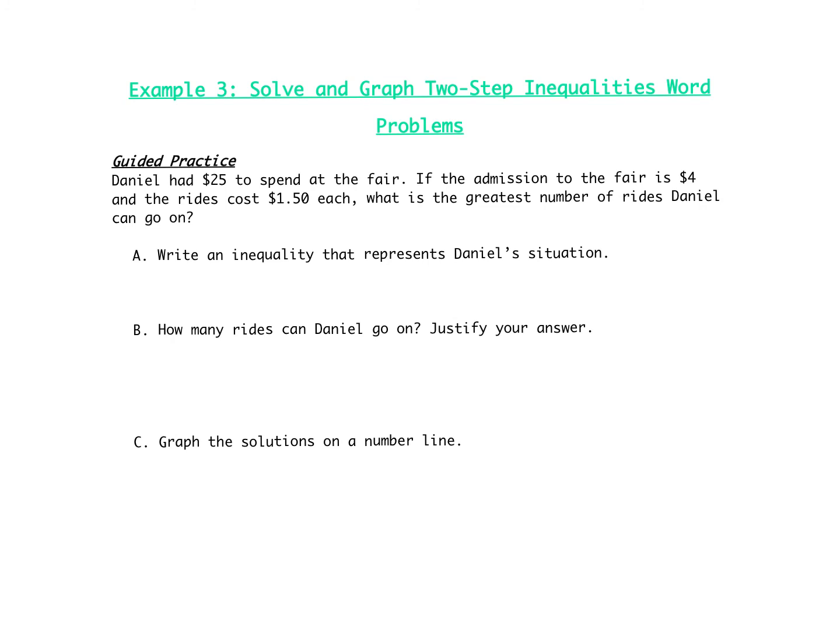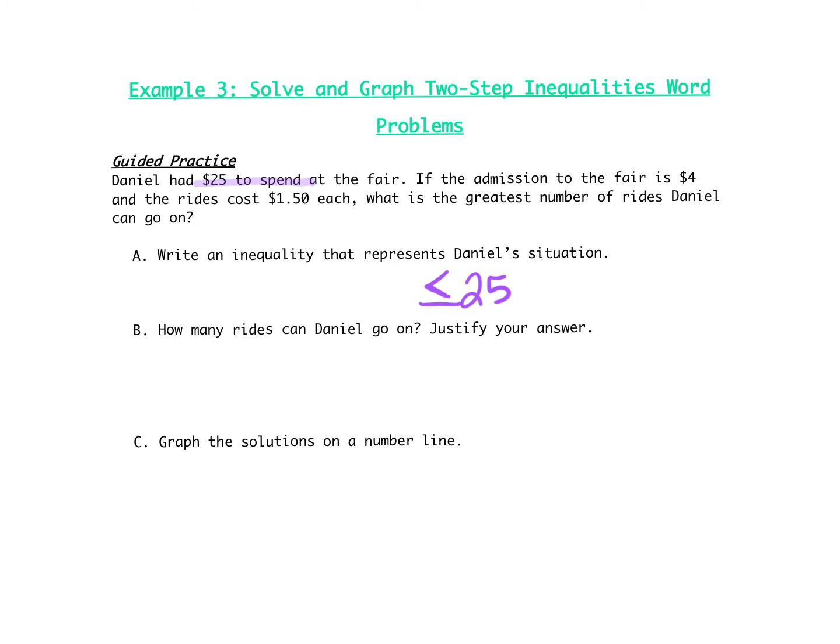Daniel has $25 to spend. He has no more than that. That's all he has. So I know that he has $25 and he can spend no more than that. So whatever he spends has to be less than or equal to $25 because he has nothing else he can spend.